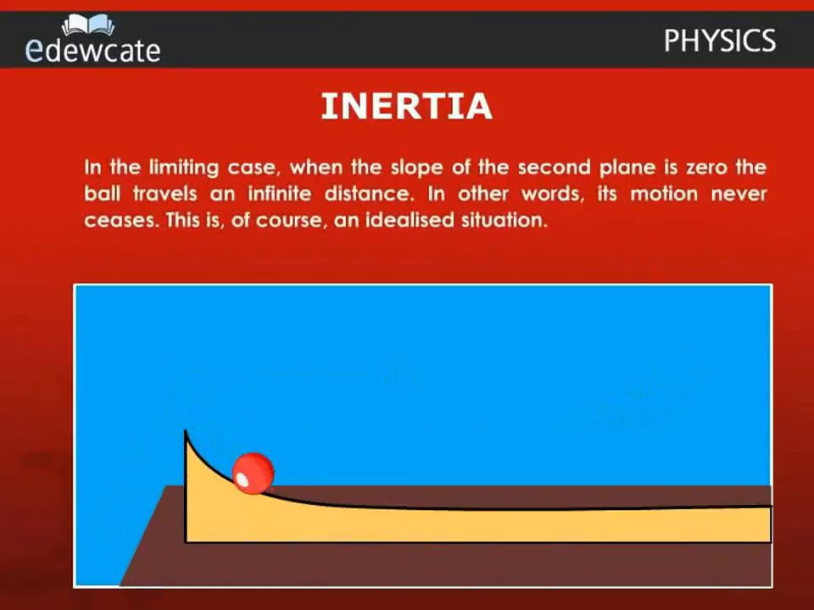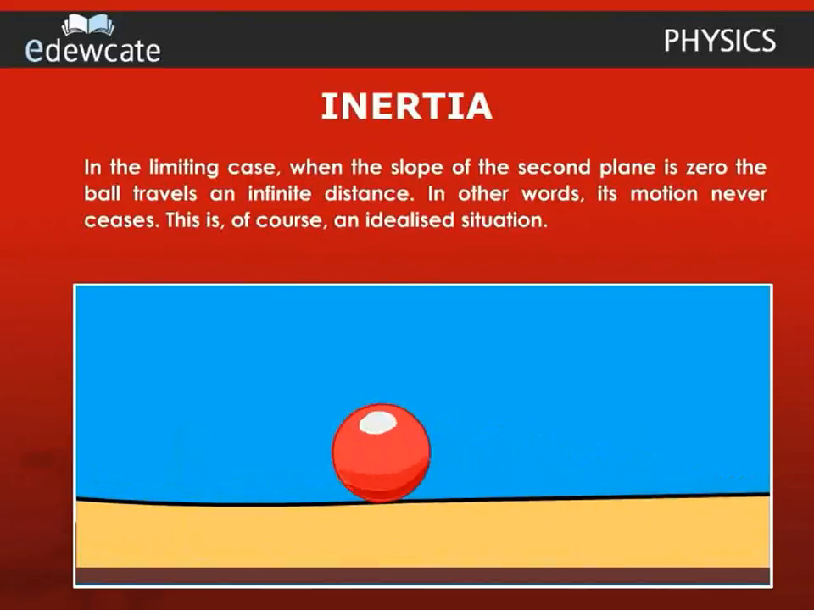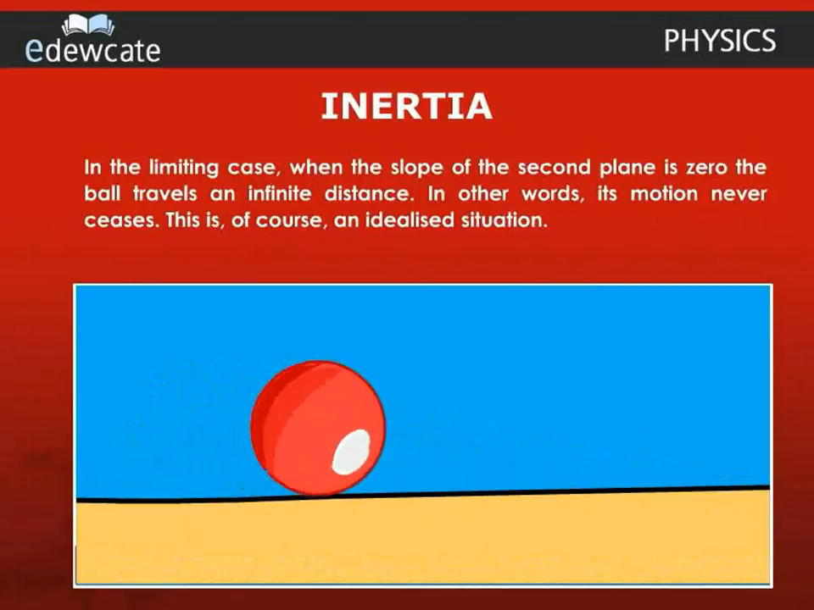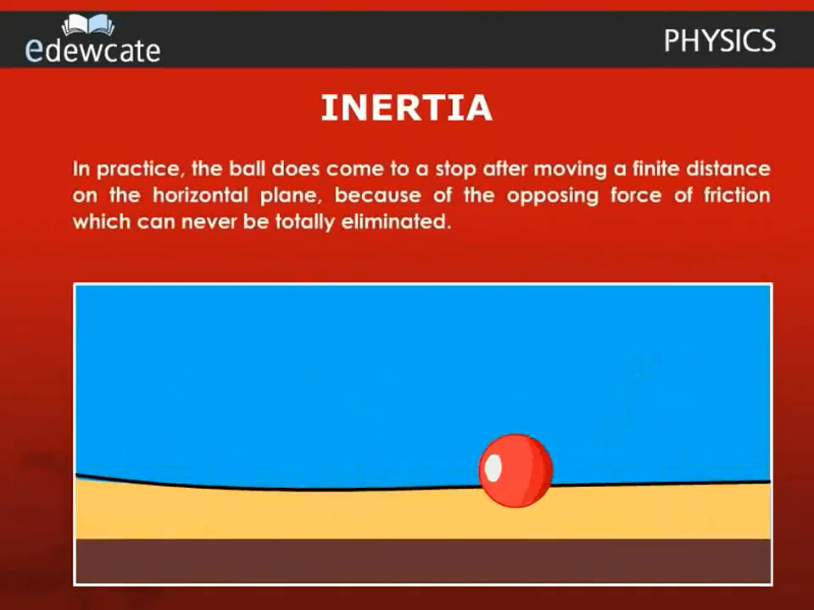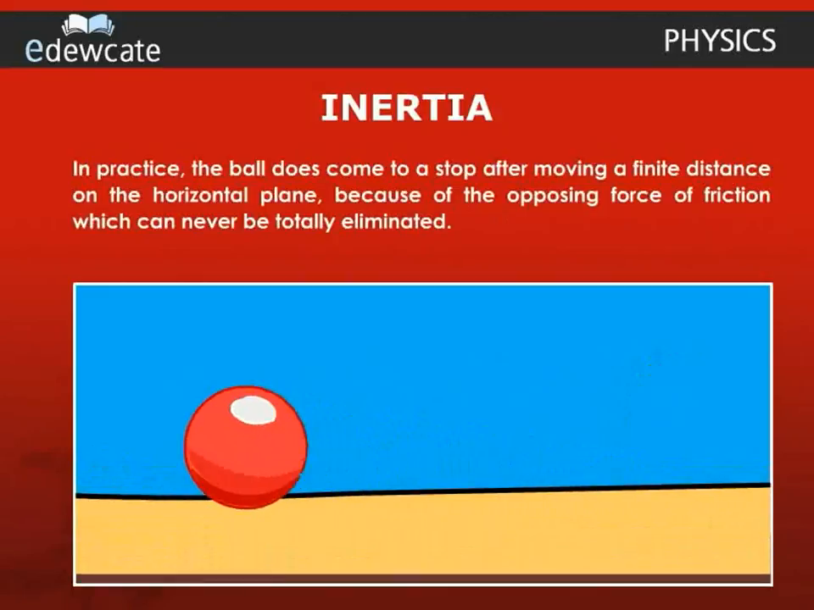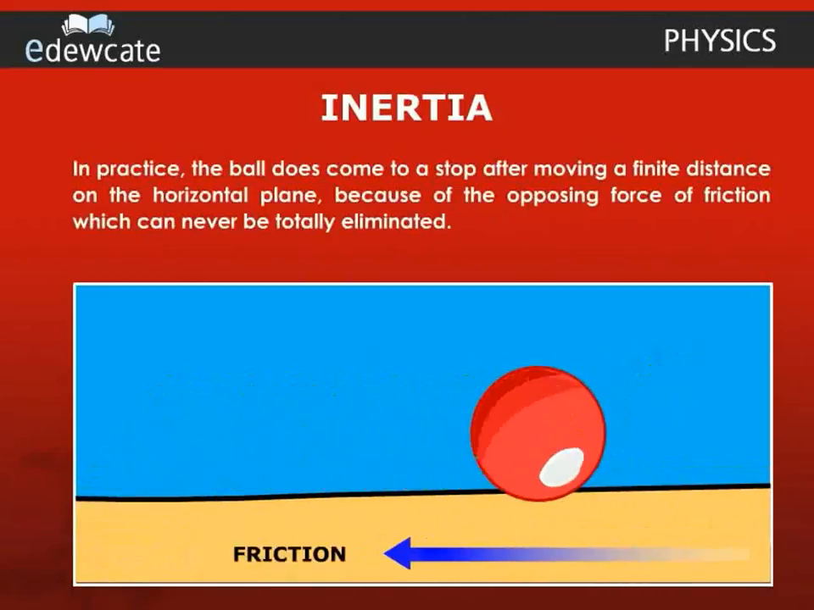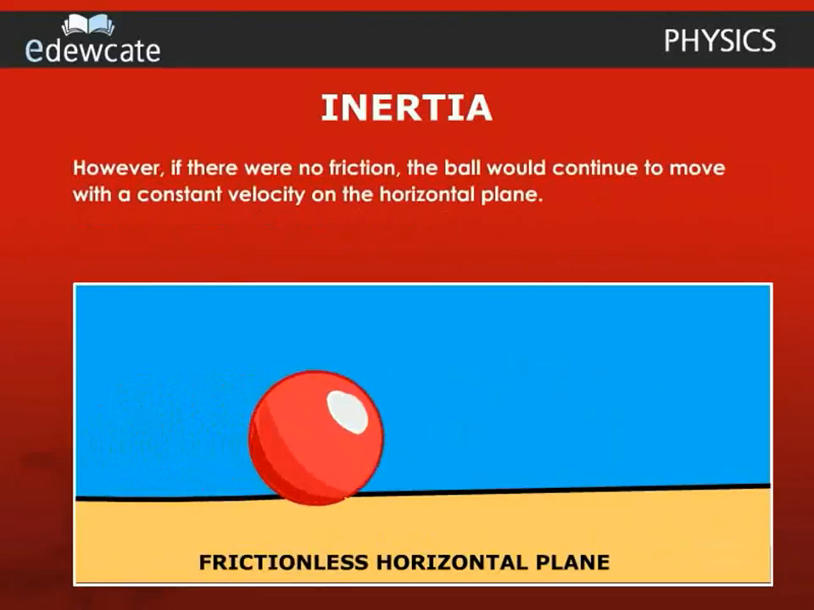In the limiting case, when the slope of the second plane is zero, that is, when it is almost horizontal, the ball travels an infinite distance. In other words, its motion never ceases. This again, of course, is an idealized situation. In practice, the ball does come to a stop after moving a finite distance on the horizontal plane because of the opposing force of friction, which can never be totally eliminated. However, if there were no friction, the ball would continue to move with a constant velocity on the horizontal plane.